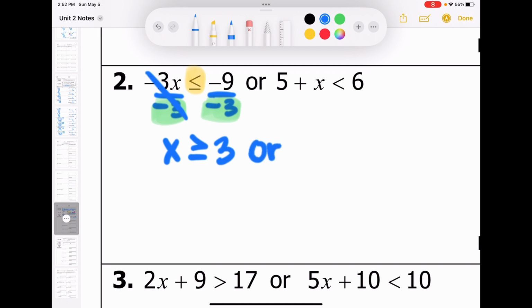All right, then I'm going to bring down "or." And then the second one, I have to get x by itself, so I need to move that positive 5 to the other side. So I'm going to subtract 5 from both sides, which leaves me with x is less than 1.